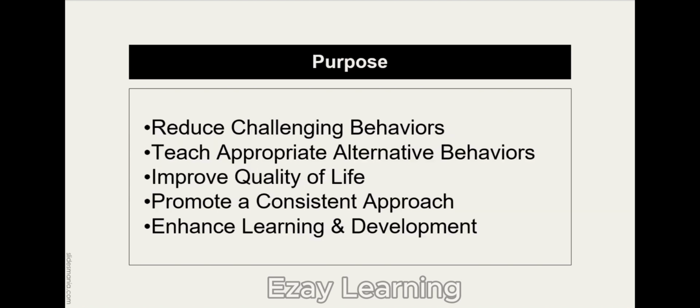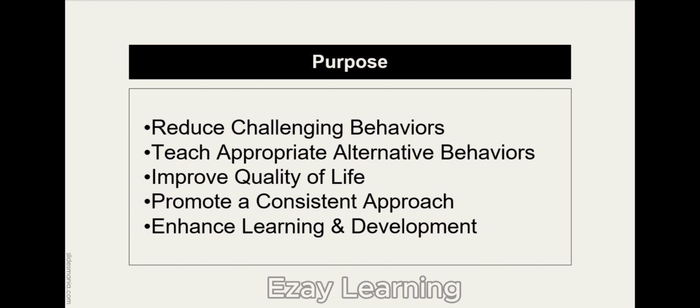We are going to cover the purpose of a BIP. There are mainly five purposes of a BIP. First, of course, to reduce challenging behavior, so to help decrease problem behaviors that are interfering with learning, social interaction and daily functioning. And to teach appropriate alternative behavior, to encourage the individual to use functional and socially acceptable behaviors instead of the challenging ones.